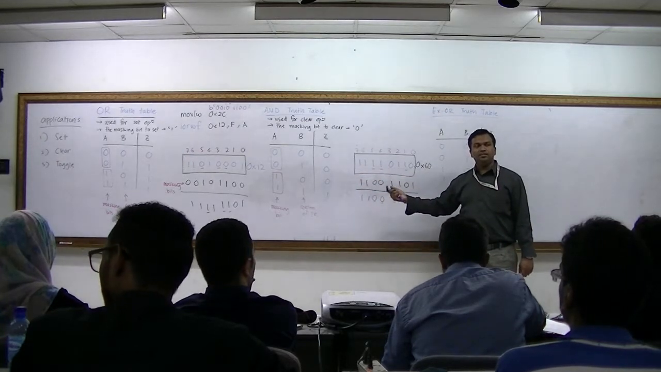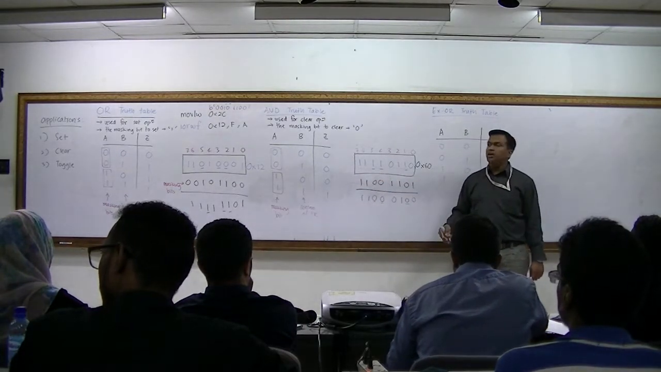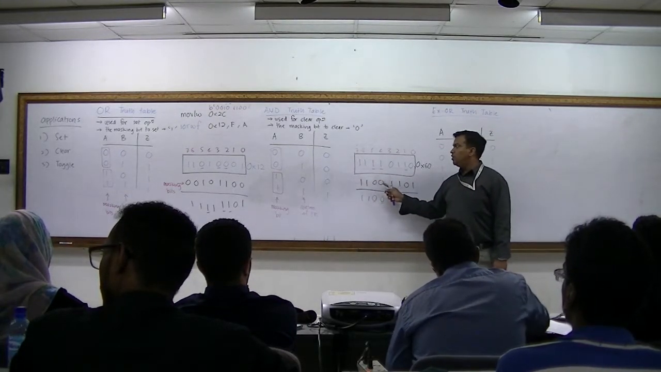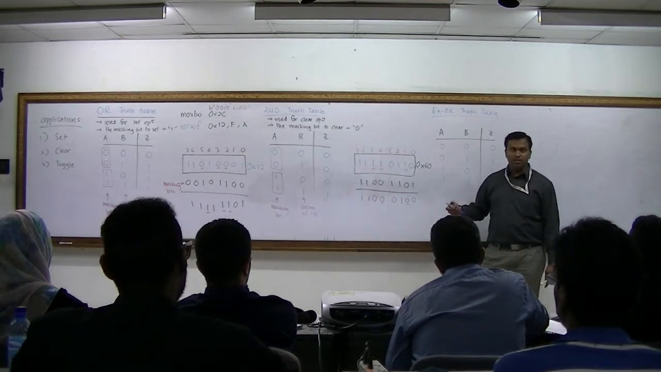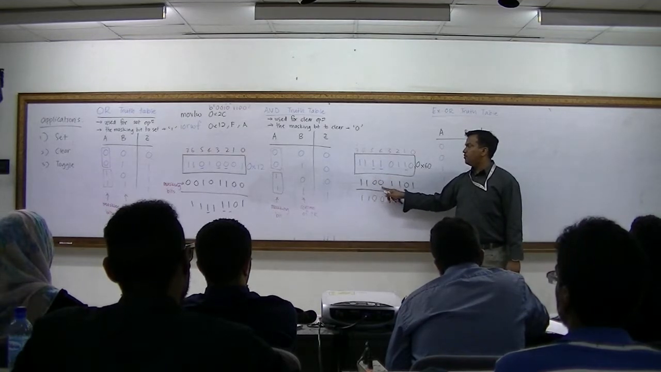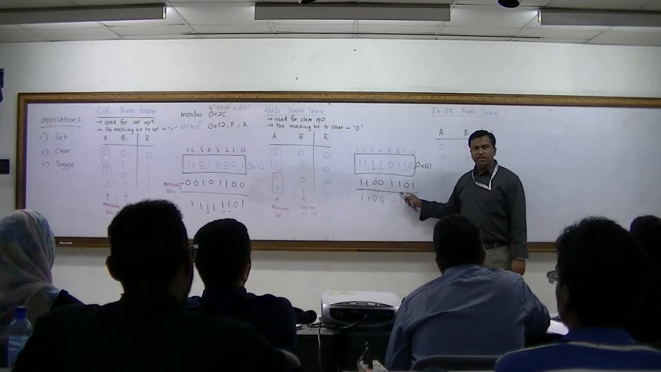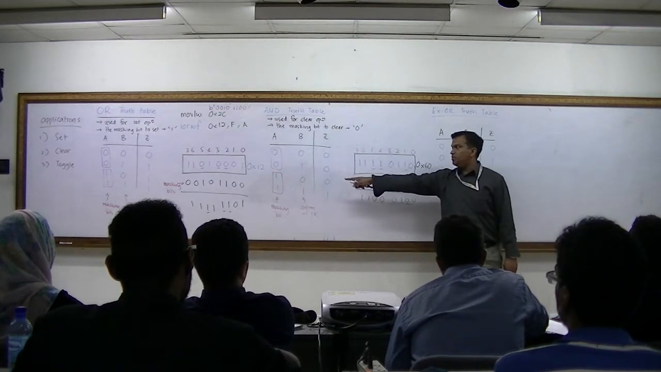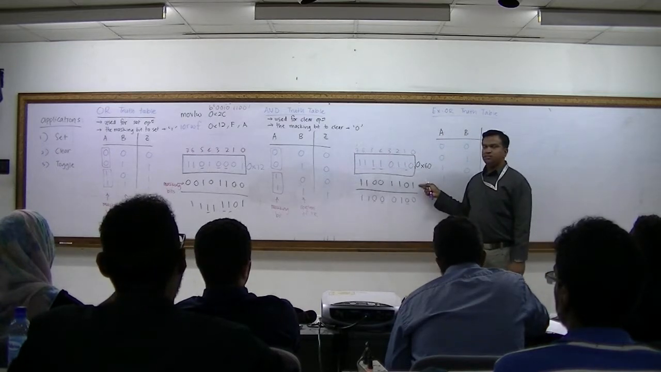But then what is the masking bit? You have 2 options, either 0 or 1. The masking bit should be 0 for the position where you want to clear the bit. So at bit number 5, 4 and 1, the masking bit is 0. The remaining is 1, because when you put 1, you get back the original value. So that's how you get this masking bit.